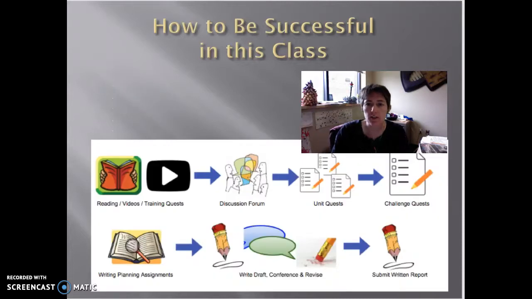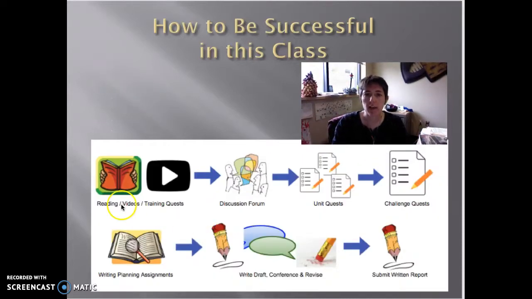In your syllabus, you'll see I have this little picture, and that's because this is the way I think of how we organize stuff in the class. We have the reading and videos, the training quests, all that. That leads us into the discussion forum where we get some more practice. Unit quests are some more practice that's a little higher stakes because it gets scored. And then the section tests, I call them challenge quests here, but the section tests come a little bit later.